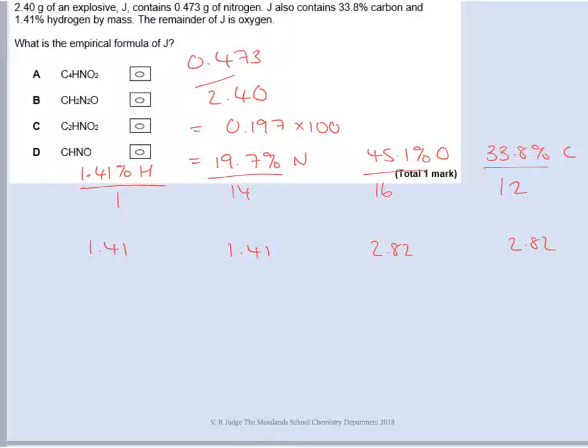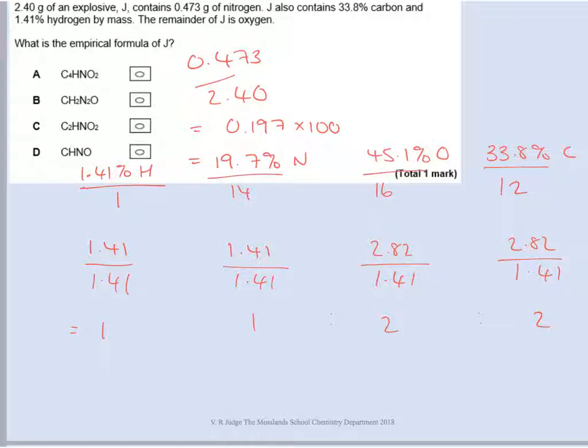So the next step is to take the smallest of those numbers and divide all numbers by that. So our smallest is 1.41, so we'll divide each of them by 1.41. Okay, calculate those. Quite simple, we've got one of those, two of those, one, and two of those, and that is our simplest whole number ratio for those elements.